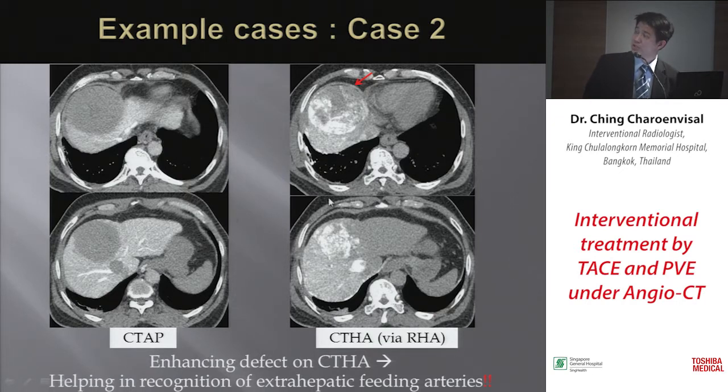In this case, you can see that on the CTHA, which we do via the right hepatic artery, there is an enhancing defect at the anterior aspect of the large HCC here. So it means this area is not fed by the right hepatic artery, or maybe it's fed by the left hepatic artery or an extrahepatic artery. So the enhancing defect on the CTHA helps in recognition of the extrahepatic feeding arteries.